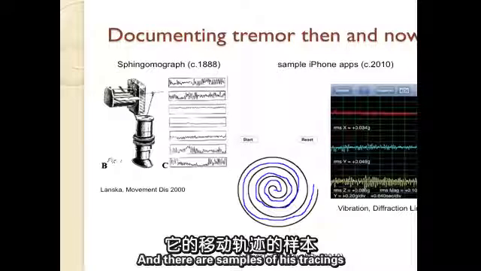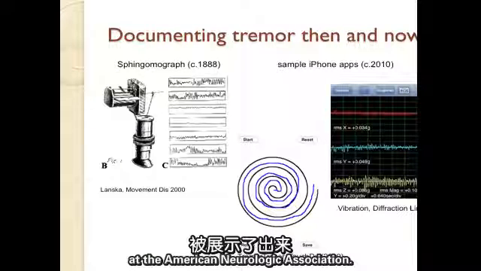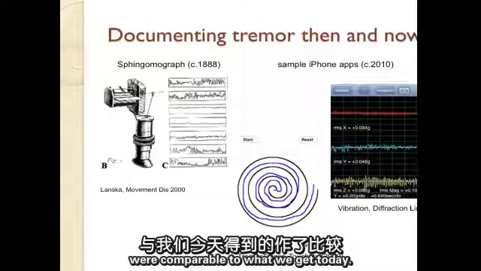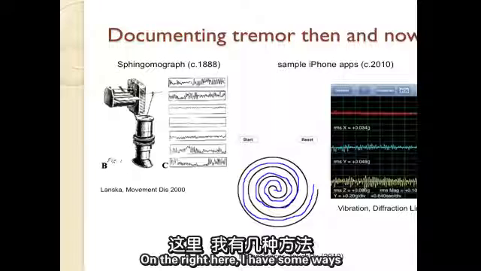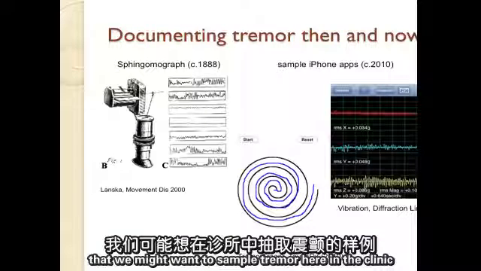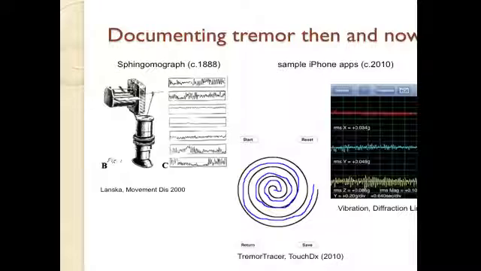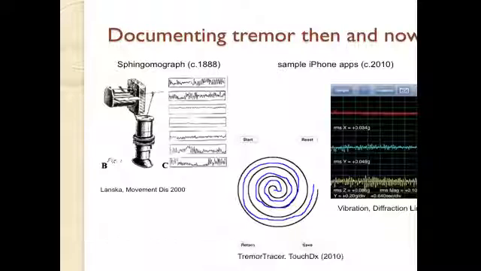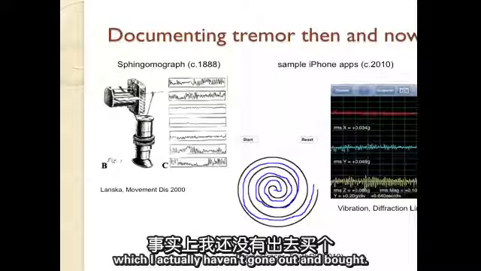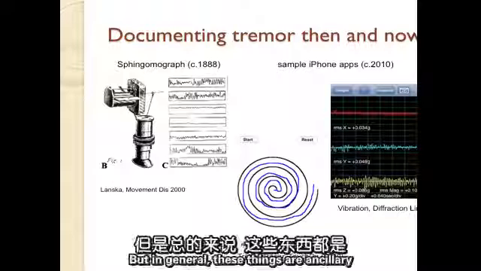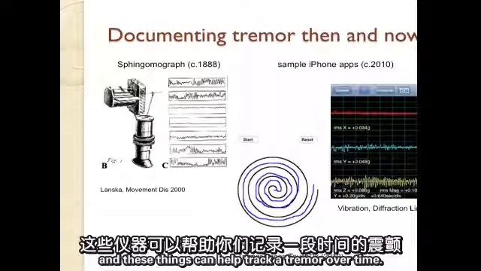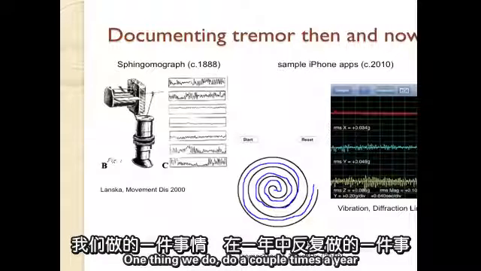And there are samples of his tracings that were presented at the American Neurologic Association, and the frequency of tremors that he got were comparable to what we get today. On the right here, I have some ways that we might want to sample tremor here in the clinic. The vibration is an iPhone app that I've used on and off for about a year and a half, and this one just came out, Tremor Tracer, which I actually haven't gone out and bought. But in general, these things are ancillary to the neurologic exam. You're going to depend a lot more on your exam, and these things can help track tremor over time.